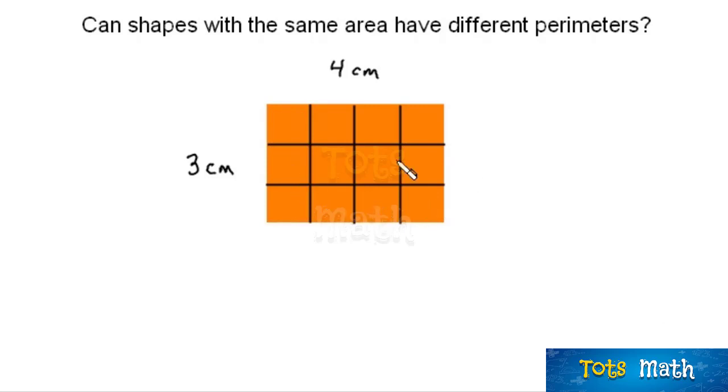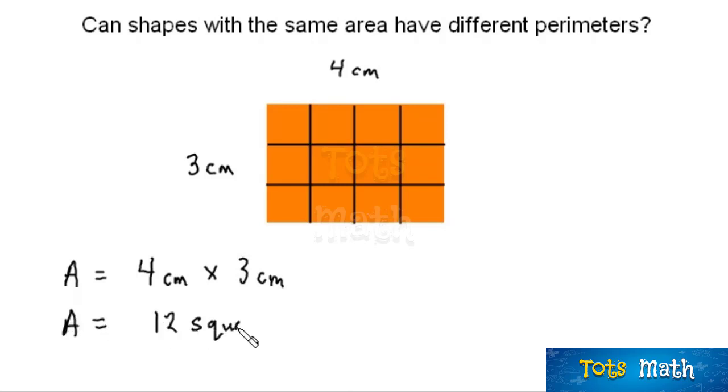And the grid shows us that we can fit 3 groups of 4 squares in here, which would be 12 square centimeters. So you can calculate the area by multiplying the length by the width. So the area of our rectangle would be 4 centimeters times 3 centimeters. And that equals 12 square centimeters. You can also write it with an exponent, 12 centimeters squared.